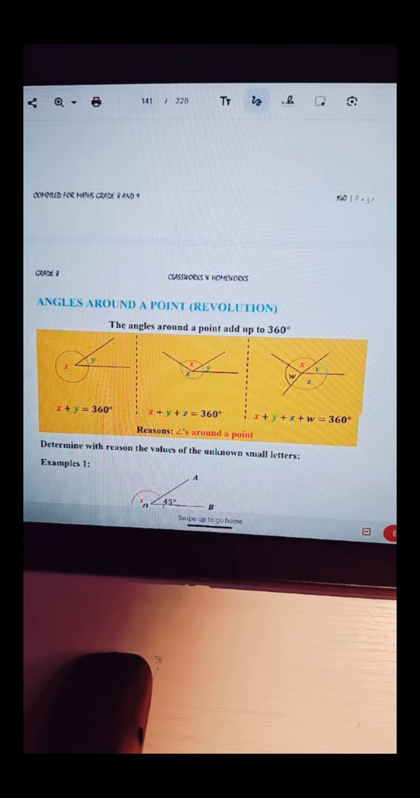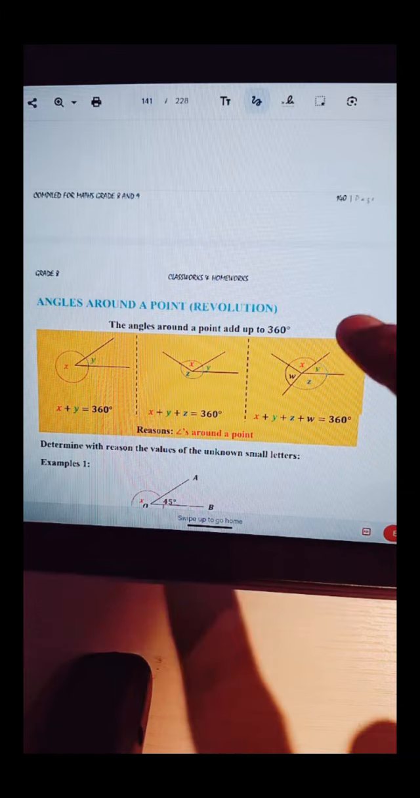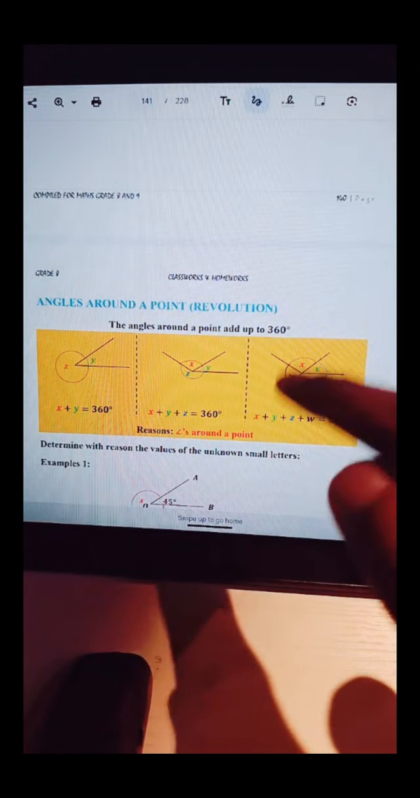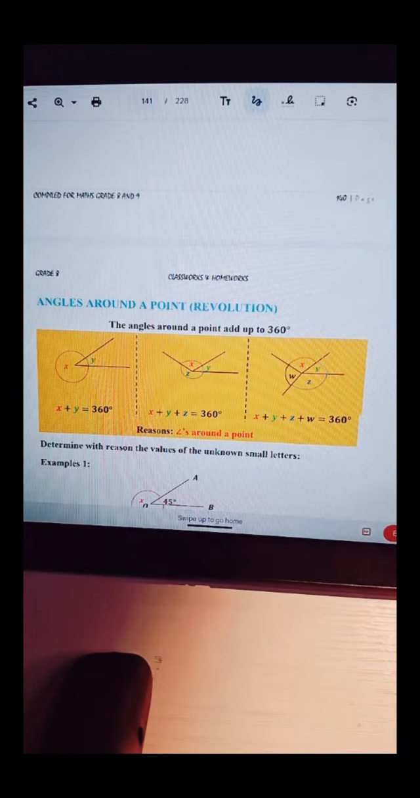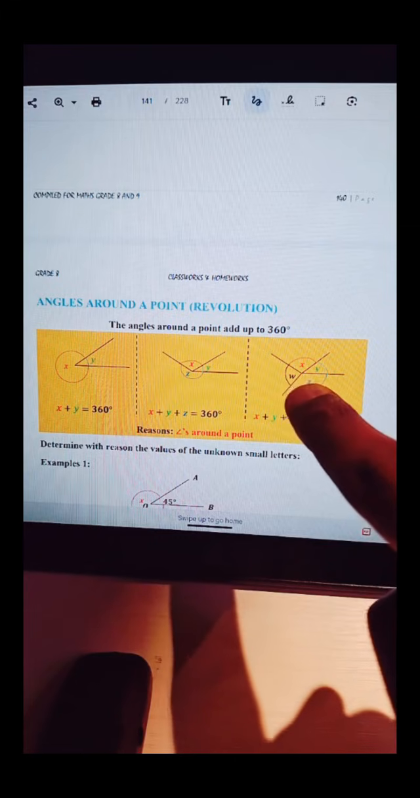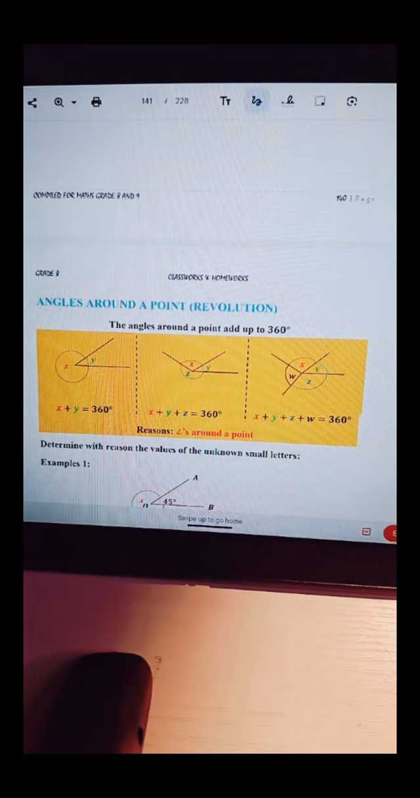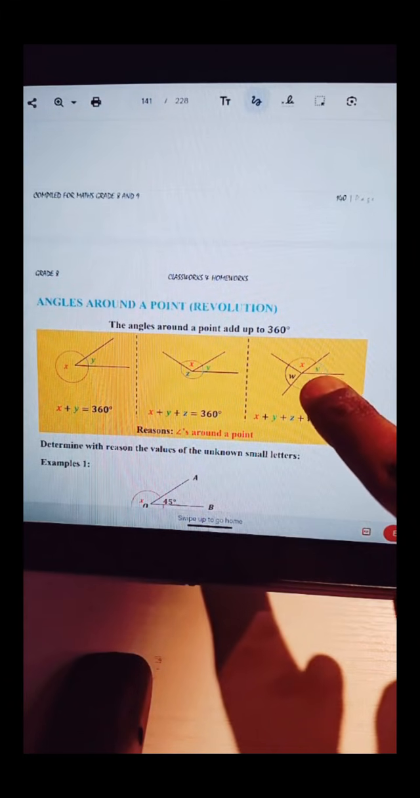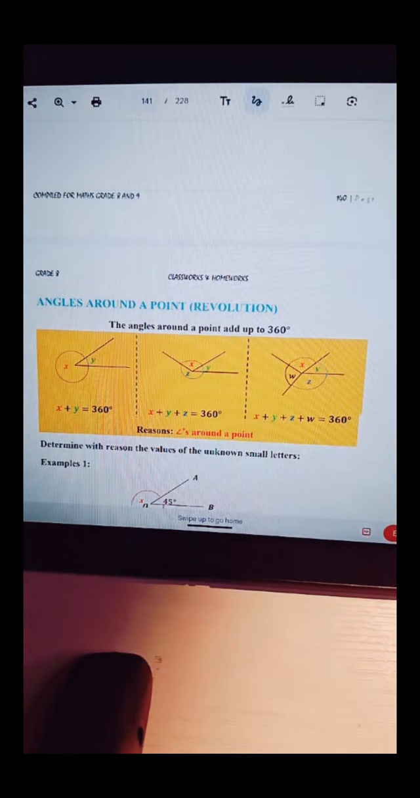Now, can I ask this question? This question to me is a very interesting one. In this diagram, do you guys see any vertically opposite angles? Are there any two angles that are vertically opposite? If there are, please tell me what they are in the comment section. If they are not, you can say no.